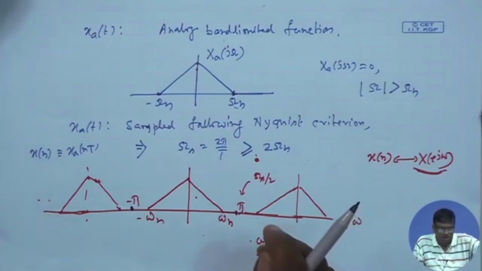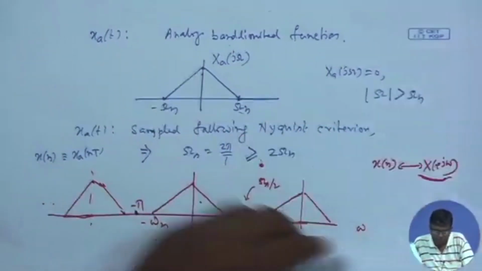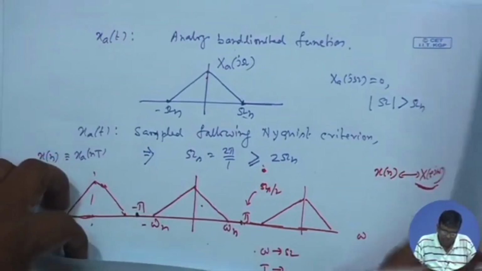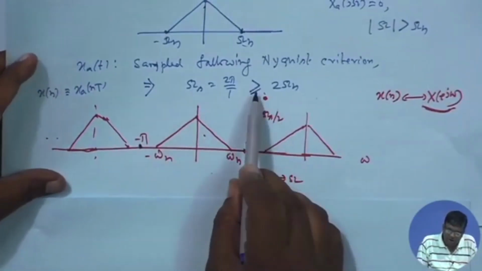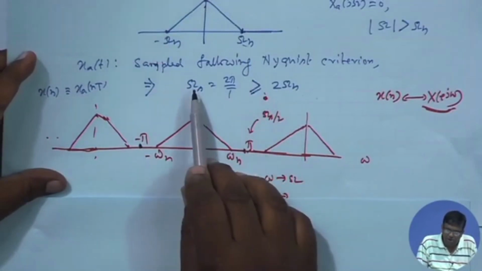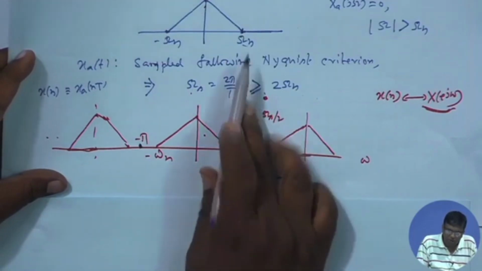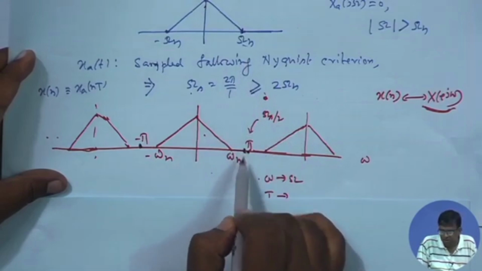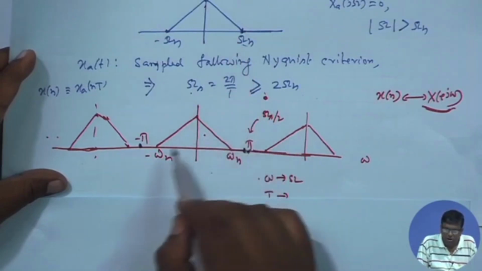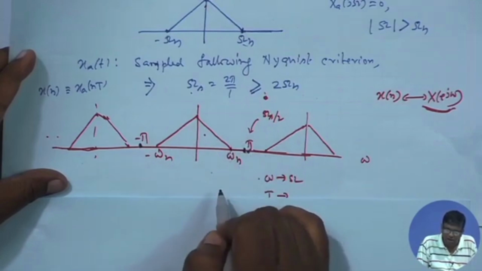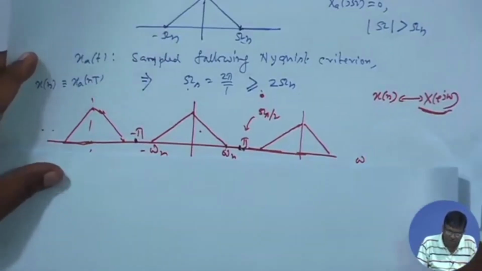Therefore, it leads to an interesting question: what is this DTFT? Since capital omega s is greater than or equal to 2 omega h, half sampling frequency omega s by 2 is greater than or equal to capital omega h. Half sampling frequency maps to pi, capital omega h maps to small omega h, so pi is greater than or equal to small omega h. Whenever there is no aliasing, half sampling frequency is greater than or equal to the band limiting frequency. Small omega h comes from capital omega h. We are assuming the no aliasing case, because the Nyquist condition was satisfied.